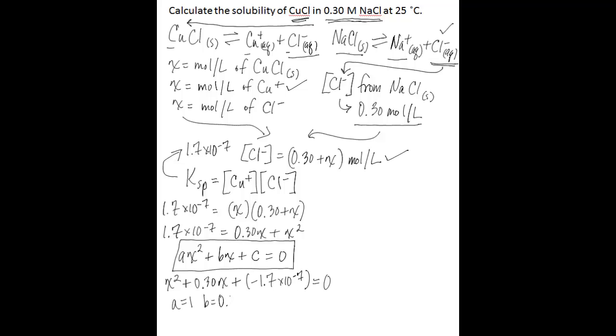So now you can solve for x because you know that a is equal to 1, b is equal to 0.30, and c is equal to negative 1.7 times 10 to the negative 7, because we're taking our form here and picking out the a, the b, and the c. So the way that you solve the quadratic equation is to use this format. You say that x is equal to negative b plus or minus the square root of b squared minus 4ac, divided by 2a.